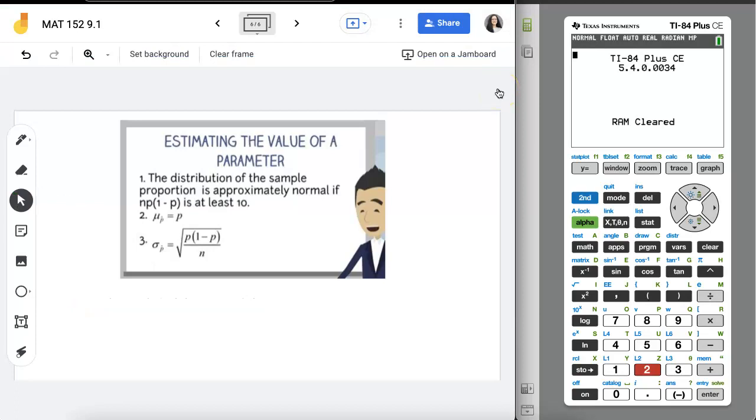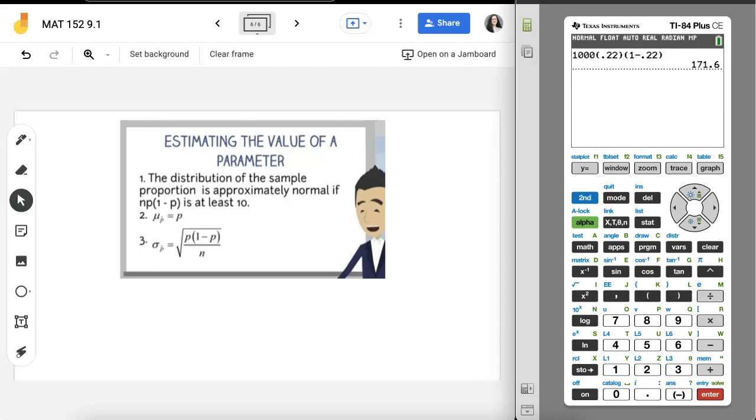Whenever we're describing the distribution of a sample proportion, I just grabbed this screenshot here from one of the earlier videos. The first thing we need to do is check to see if it's approximately normal. So we're given this formula here that np times 1 minus p is at least 10. That's the normality criterion or condition. And I just did that quickly over here in my calculator, and I see that it does meet that requirement.